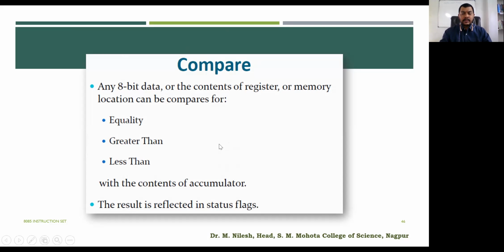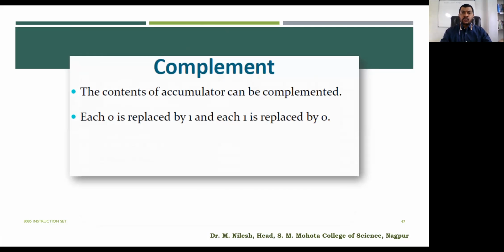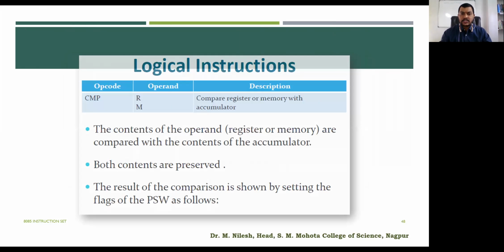So these are compare. Then we have complement. Complement means just to convert 1 into 0 and 0 into 1. So we have a complement of A, and we can have a complement of registers also. So complement means we are just converting zeros into ones and ones into zeros of the binary, right? We'll try those examples also sometimes. So these are the complements, and these all come under the logical instructions. Let's start with the instructions now.